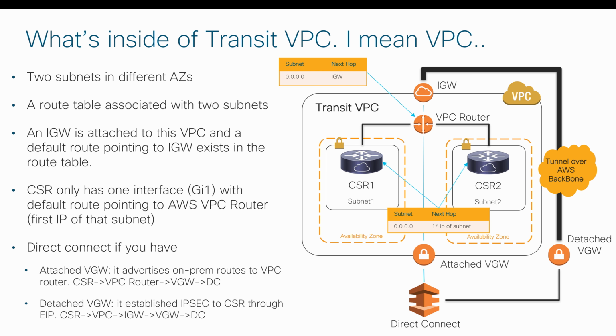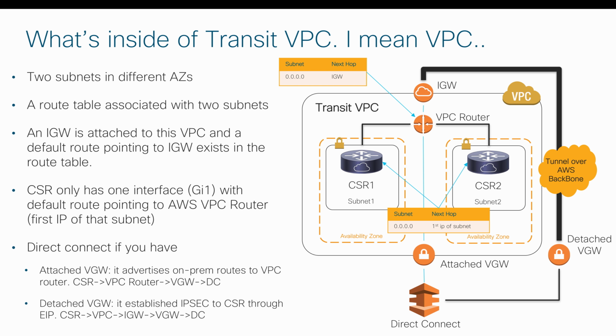Because AWS doesn't support a subnet across different AZs, if we want to support HA and we put two CSRs in different AZs, we also need to create two different subnets. So when you deploy the Transit VPC, you will see there are two subnets, the same two subnets you defined in the CloudFormation template. And one route table is associated with those two subnets, so they can share the same routes.